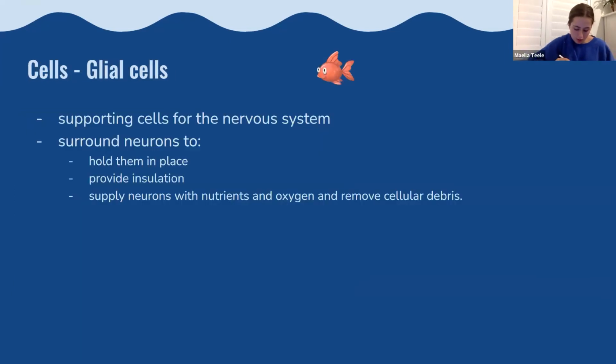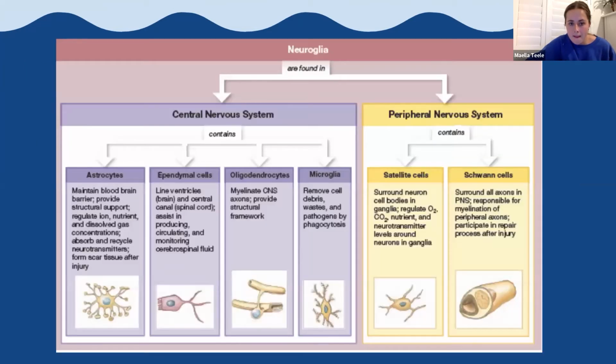Next slide. Your second type of cells are your supporting cells, known as glial cells. They pretty much hold the neurons in place, they provide insulation, and they're also responsible for supplying neurons with any nutrients and oxygen, and clearing out any debris from the cell that's needed. Some different types of glial cells that we have are, in your central nervous system, astrocytes.